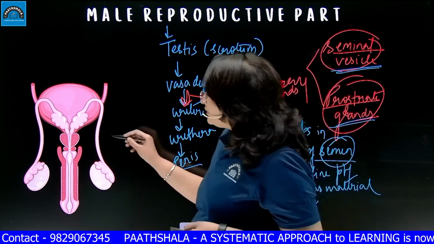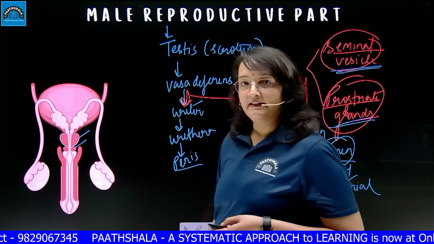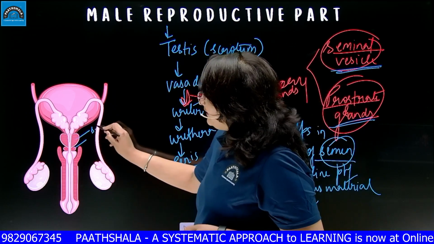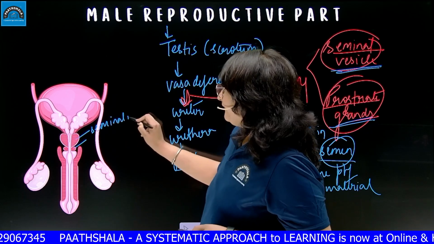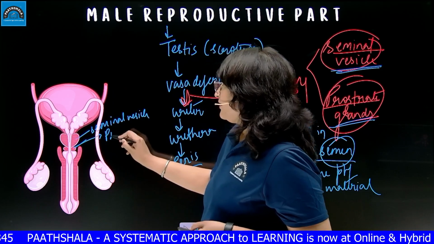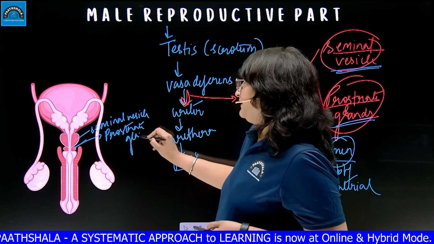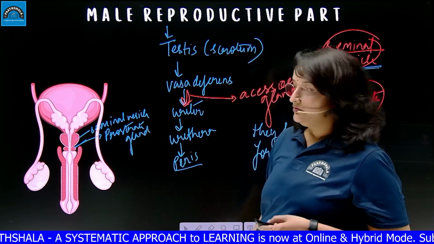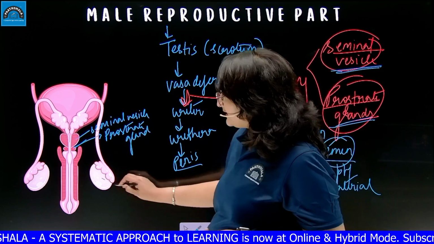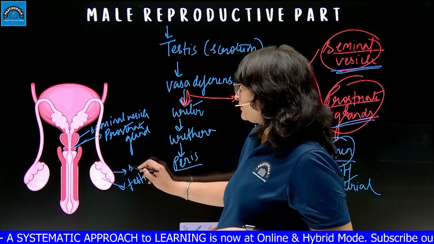So we will always show the seminal vesicle and this prostate gland like this. So this is the seminal vesicle and the lower one is called the prostate gland. These two glands you have to remember. So now we can label the whole diagram. This is testis. You will also label the outline of testis as scrotum.